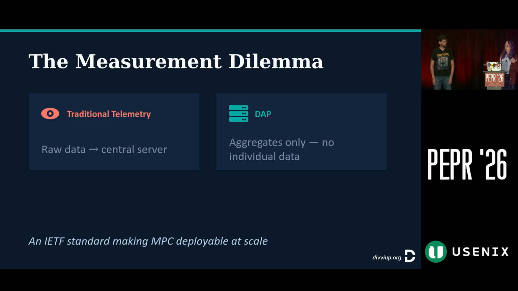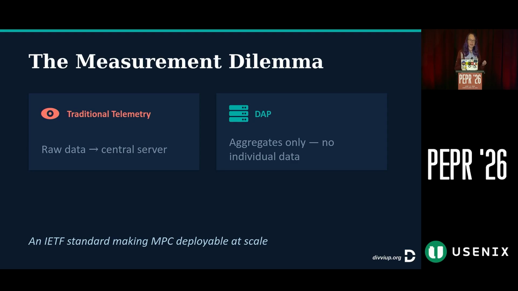So organizations, as we all know, need telemetry to improve their products, things like how fast the pages load, which features get used, the rates of error. Traditionally, that means that you're collecting raw data on a central server. But even with good intentions, we all know that is a privacy risk because that server sees every individual measurement and where it came from. Multi-party computation has promised a way out for decades, but real-world deployments have been vanishingly rare. The Distributed Aggregation Protocol, DAP, changes that.